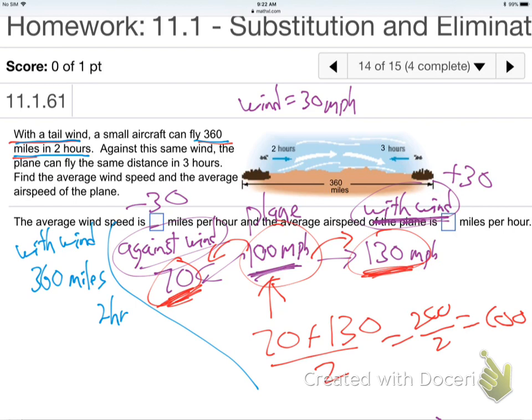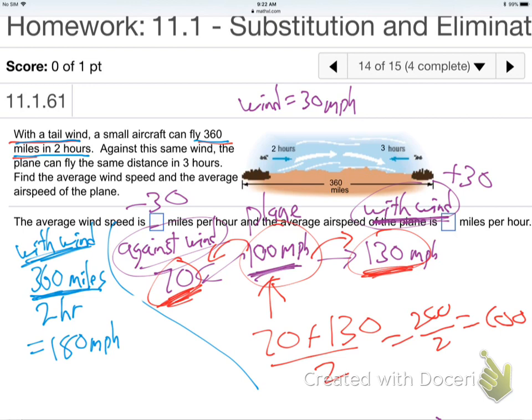So what does that mean its average speed is? If I say, hey, that thing can go 360 miles in 2 hours. So how do you figure out its speed? It's miles per hour. Divide, huh? Miles per hour, it's miles divided by hours, which comes out to be 180. Average speed is 180 miles an hour. Does that make sense so far? With the wind. That's the with the wind speed. So with the wind, the plane averages 180 miles per hour. Because why? Because it did 360 miles in 2 hours. So if you divide those, you get 180 miles per hour.